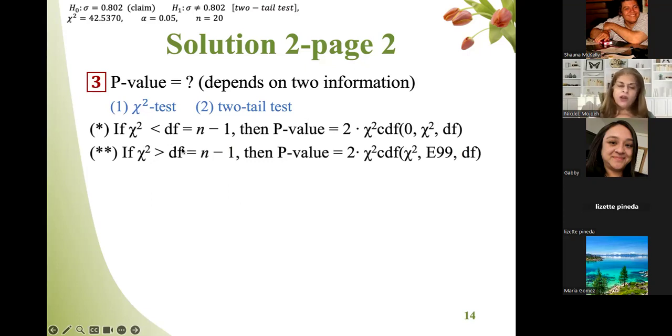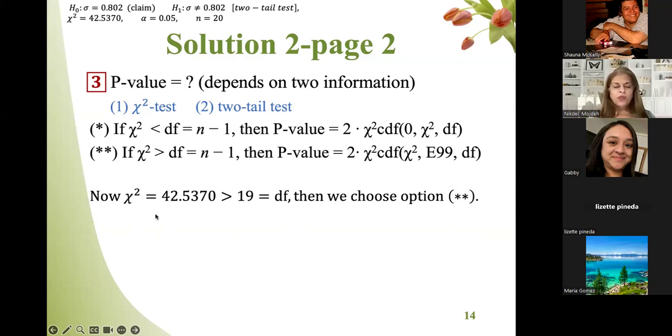Now, if chi-square was large, actually in this example, chi-square is larger than degree of freedom. Chi-square is 42.5370, and degree of freedom 19 is smaller. So we have to find the area of the right tail. Chi-square is larger than 19, so we choose option double star.